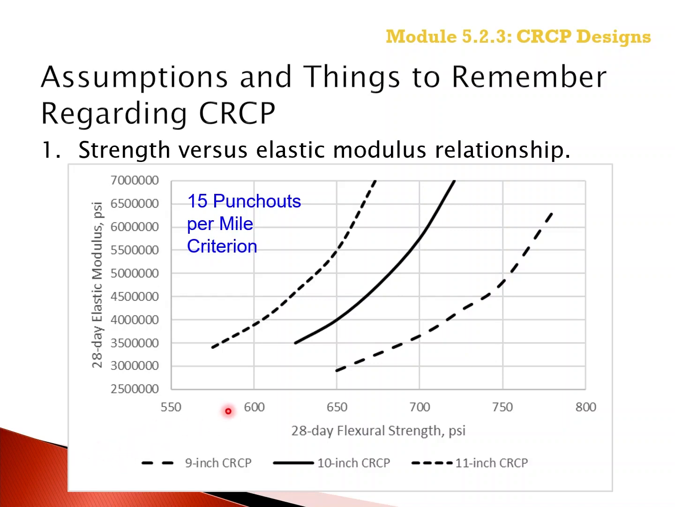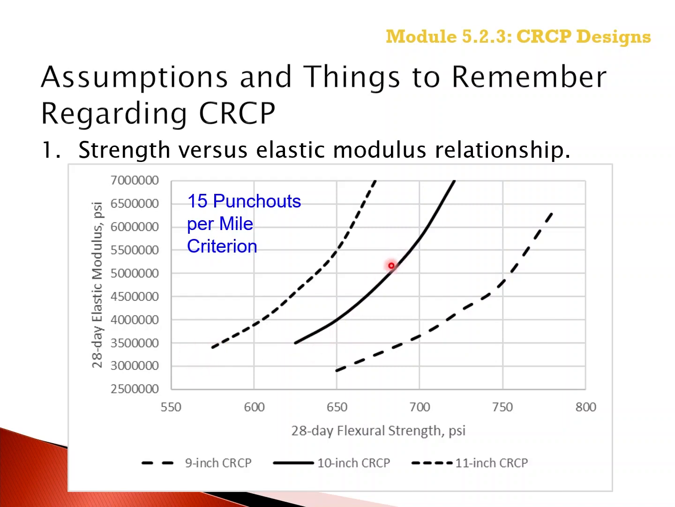Starting with the 9-inch, this shows for a 9-inch CRCP slab, every 28-day strength and 28-day elastic modulus combination that is consistent with this relationship, we would predict, or the software would predict, 15 punch-outs per mile at the end of the design life, everything else being equal.